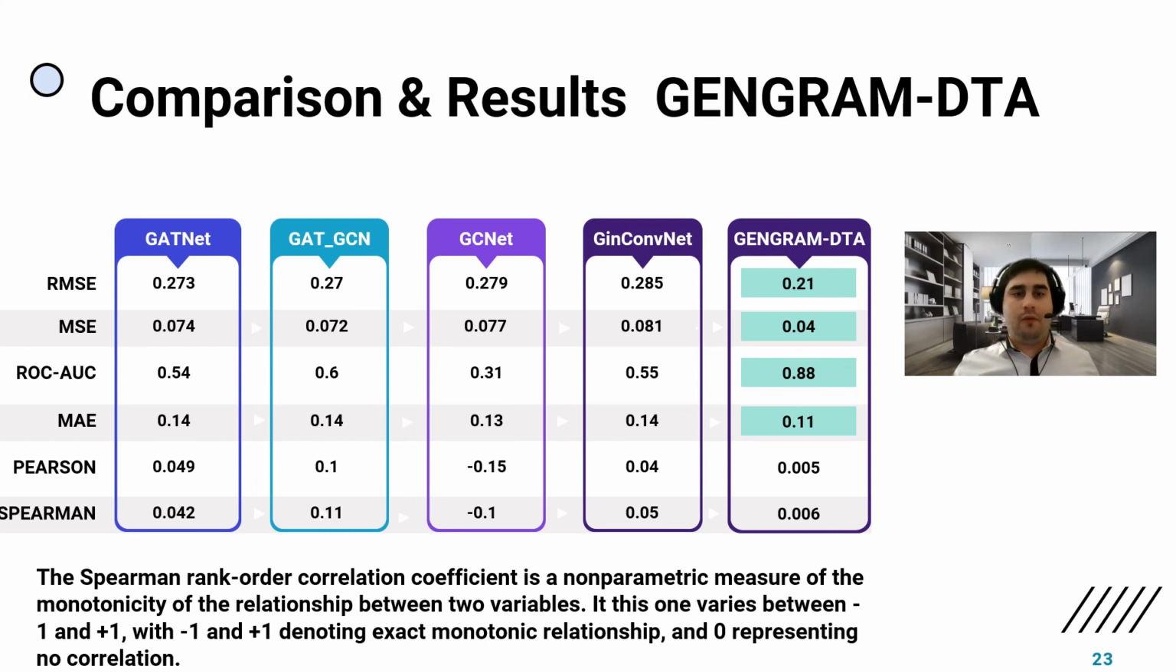We compared our metrics with GraphDTA's metrics using the same dataset. GraphDTA is a state-of-the-art project which implemented four different models for the DTA problem. In the comparison table, we see that GenGRAM-DTA outperformed all of GraphDTA's models.